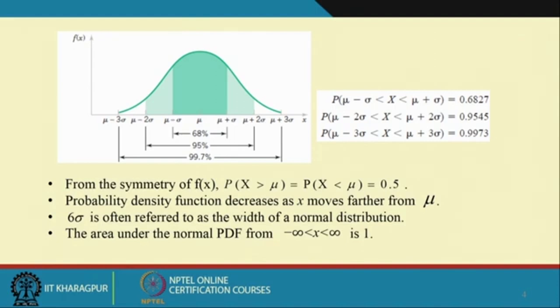Okay. So, another thing you can see from the symmetry is that probability x greater than mu is equal to probability x less than mu, which is also equal to 0.5. That means the mu left side is 0.5, and the mu right side is also 0.5.